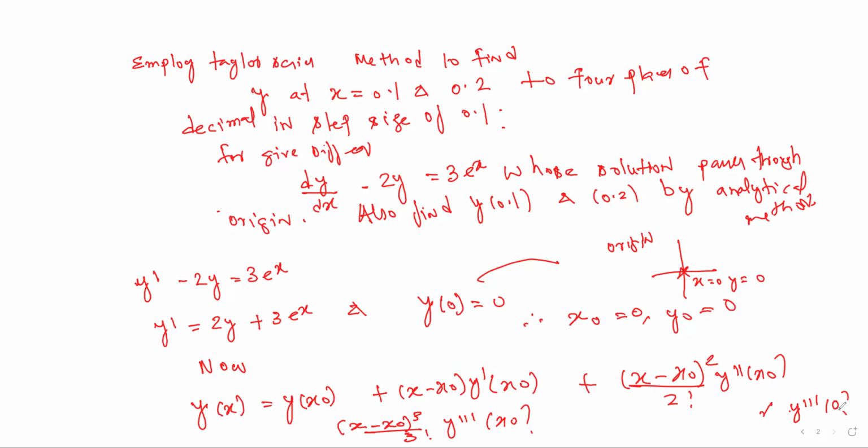Okay, actually, one more problem. What you have to do is not just take the y dash. From there, y dash is 2y plus 3 e power x. Just take this and try to differentiate it. See what the values of x naught and y naught are here. We know x naught is 0 and y naught is 0, so put in 0.